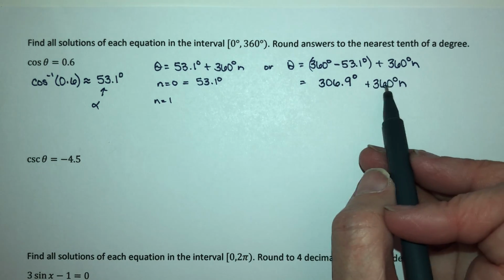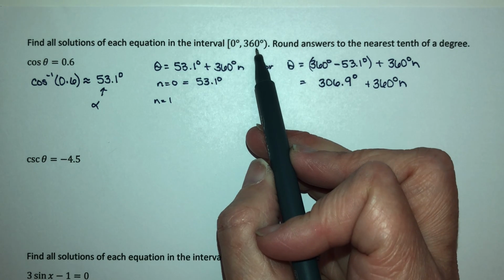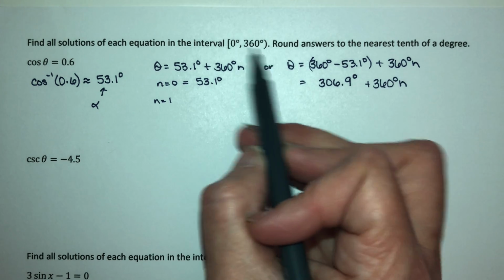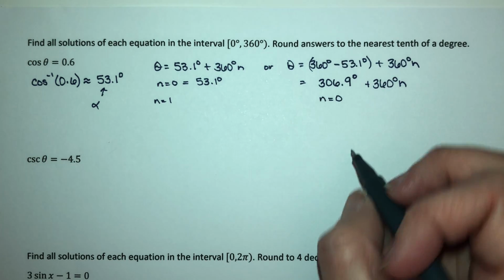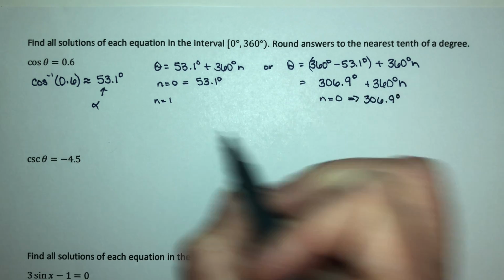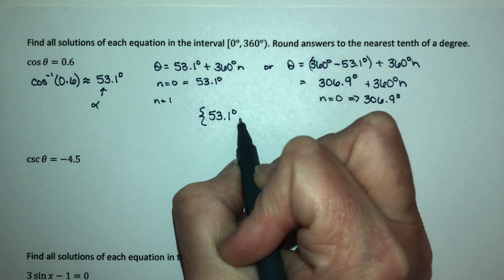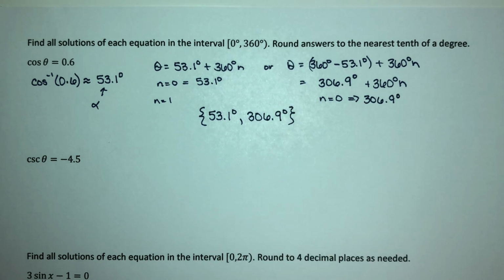And the same thing happens here. We want to plug in values of n, 0 through however many we want to make sure that we get every single possible answer between 0 and 360 degrees. Now, if I go add 360 to 306, I'm definitely outside of this. So the only possible answer I get here, again, is from when n is equal to 0. And that gives me 306.9 degrees. The solution set here is 53.1 degrees and 306.9 degrees. Those are the solutions there.